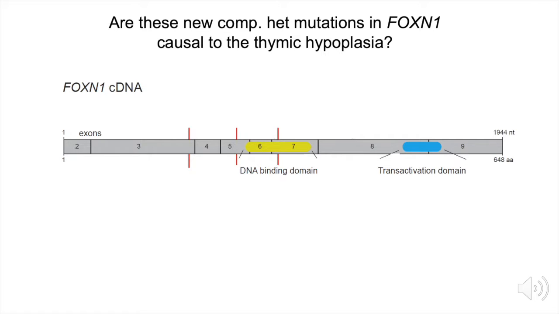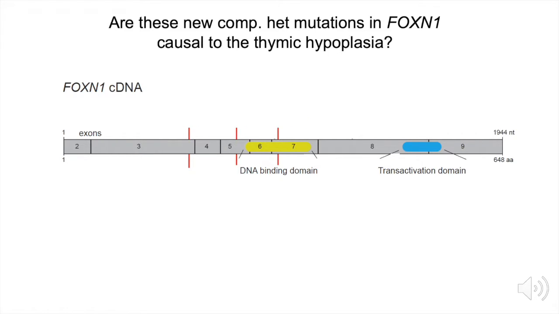So this is a structure of FOXN1, which shows in yellow a DNA binding domain, and in blue a transactivation domain. In red are the three mutations that have been identified as autosomal recessive mutations, which lead to a dysfunctional FOXN1, primarily because FOXN1 is produced as a truncated protein or not at all, and there is absolutely no DNA binding activity, and this leads to the Nude phenotype.